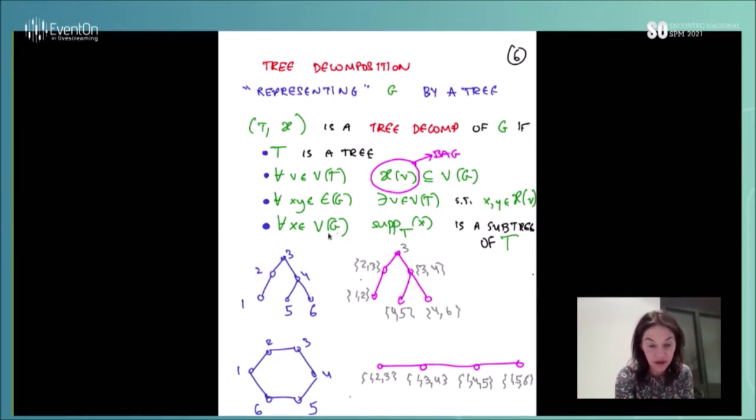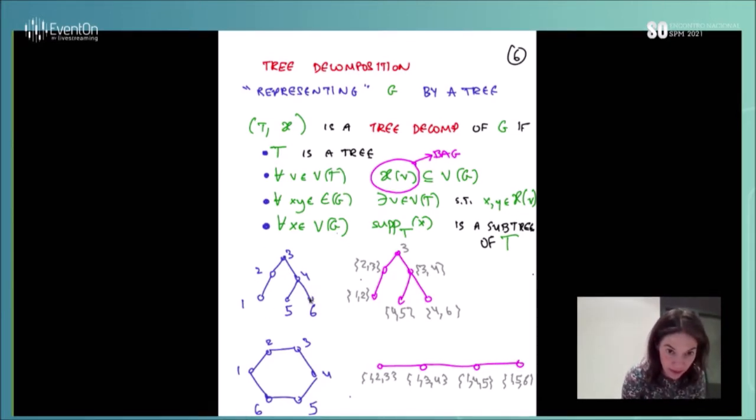And the second rule is that if I look at a vertex of G and I see where in the tree it appears, that set of vertices of the tree has to be connected, has to be a subtree. I call it the support of x in T. So again, I look at the vertex of the graph I'm trying to represent. Its support in the tree is the vertices of the tree in whose bags it appears. This support needs to be a subtree of the tree. So only two rules. Let me just do a couple of examples, just because it's a complicated definition if you're not used to it.